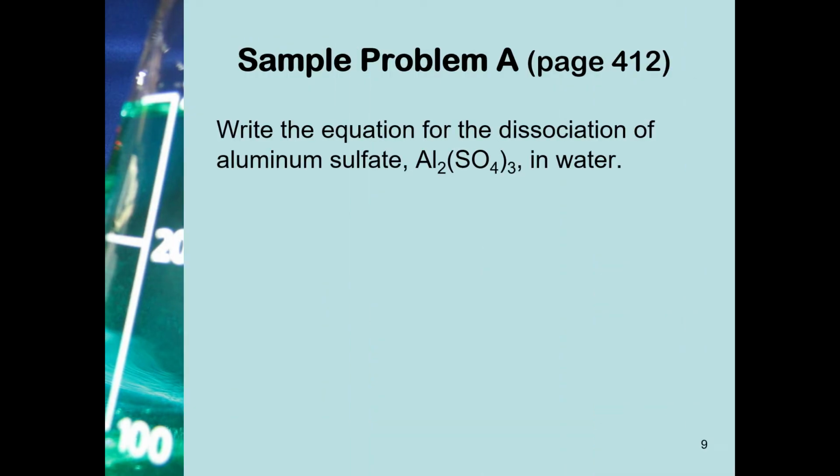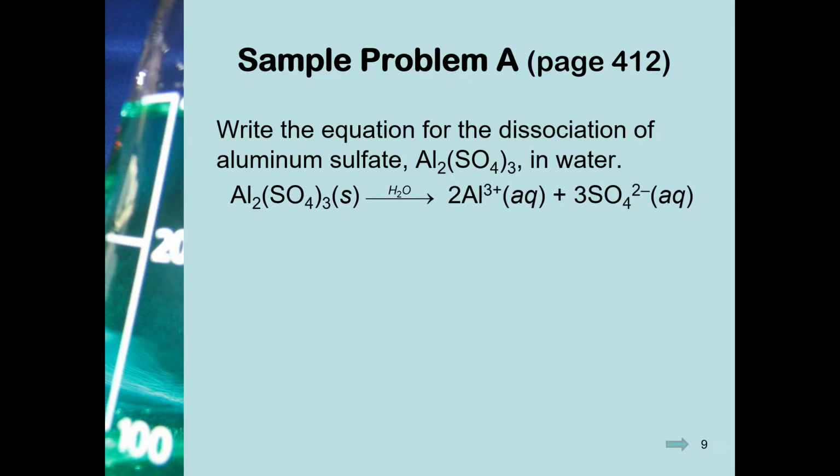So first of all, we have to write the equation for the dissociation of aluminum sulfate in water, following the example for sodium chloride and calcium chloride. So here is our aluminum sulfate. Notice that the two ions within aluminum sulfate are the aluminum ion and the sulfate ion.